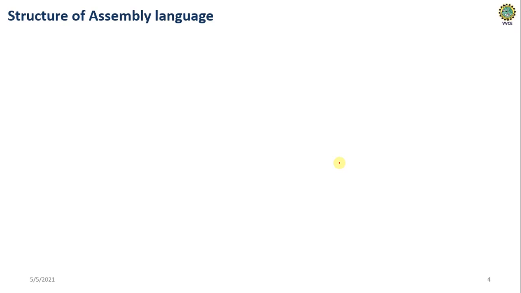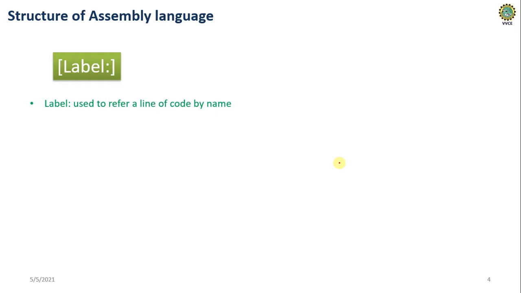So we have to see what kind of structure the assembly language has. Basically, the structure of assembly language starts with the label. The label is used to refer to a line of code by a name. That means you might have written some lines of code, say 10,000 lines of code.